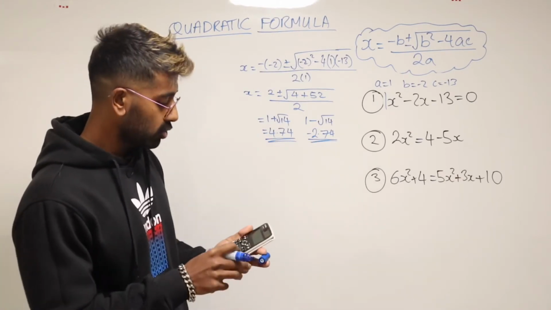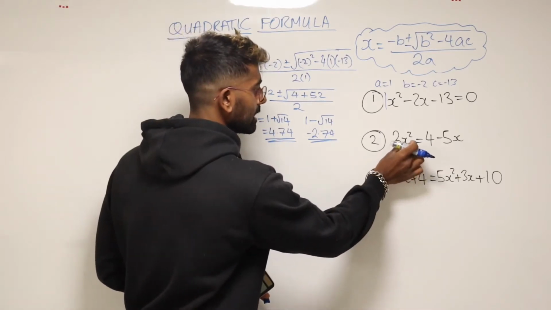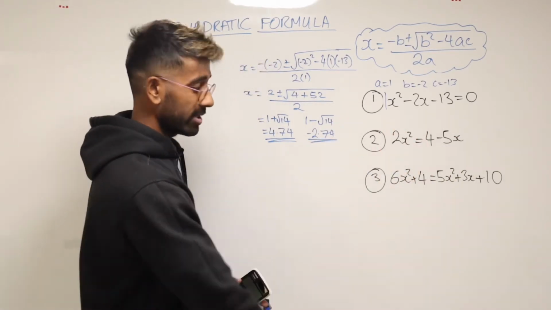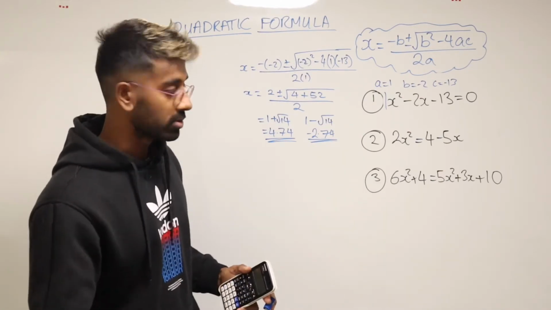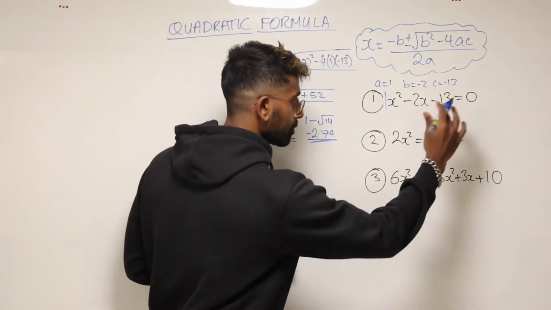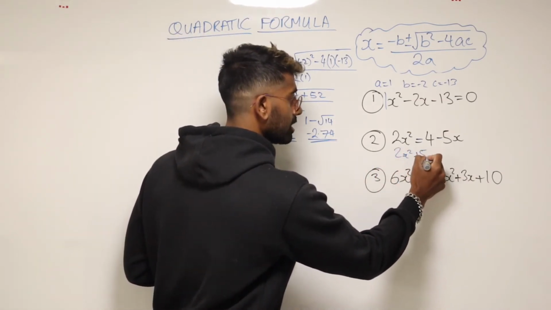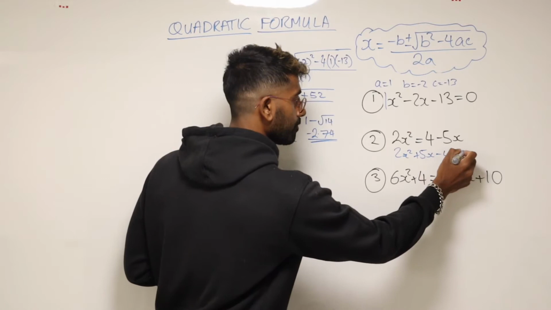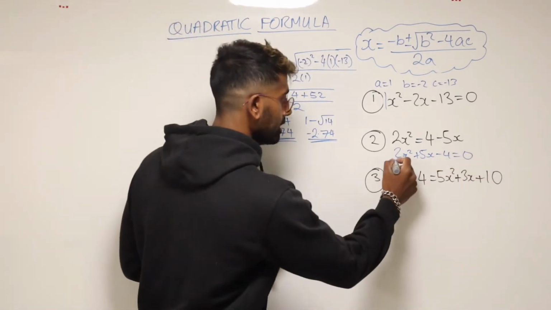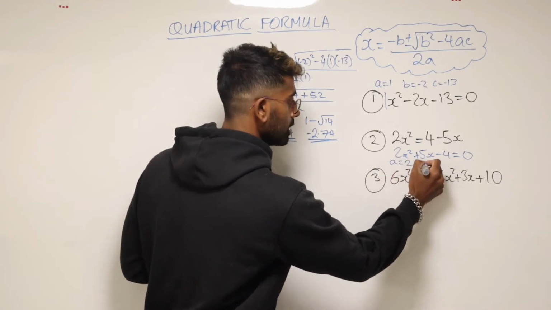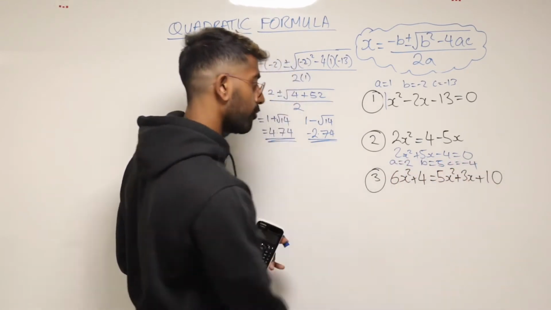Now let's have a look at number 2. What you'll see with number 2 is it's not all on one side, it's not equal to 0. So the first thing we need to do is rewrite it so it is equal to 0. I'm going to bring everything over to the left hand side. So 2x squared plus 5x minus 4 equals 0. There we go. And now we can say that A equals 2, B equals 5, C equals minus 4.